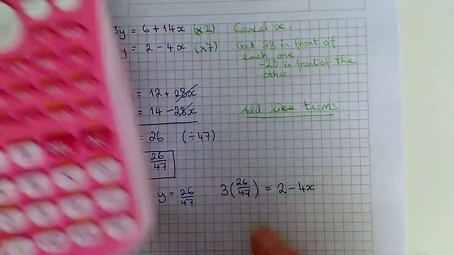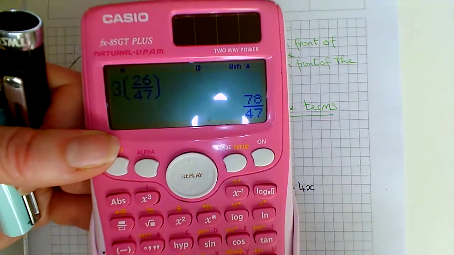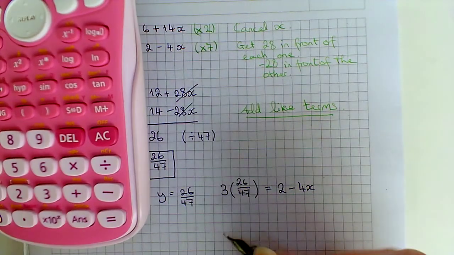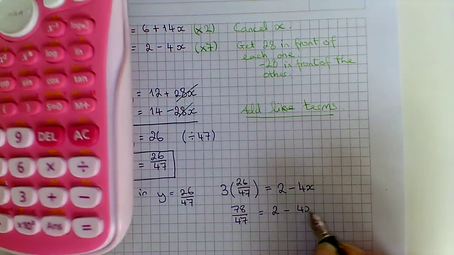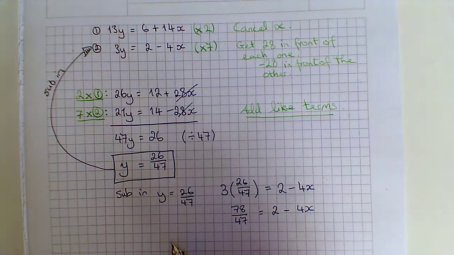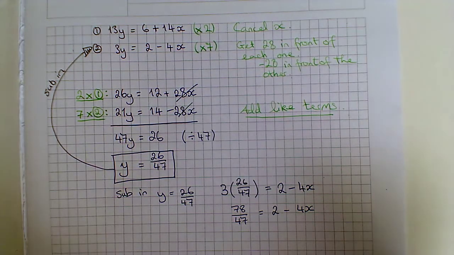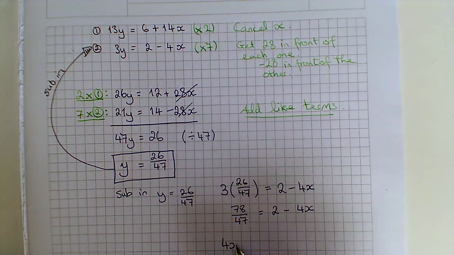So 3 by 26 over 47. You can see I've got exactly what I've written down there. Gives me 78 over 47. 78 over 47 equals 2 minus 4x. Now I want to solve this, and it's no different to what we've done before, even when we don't have fractions. I bring my letter terms to the left and my number terms to the right, and when I change sides, I change signs. So my minus 4x comes over and becomes a plus 4x. 2 stays where it is, letters left, numbers right. 78 over 47 comes over and becomes negative.